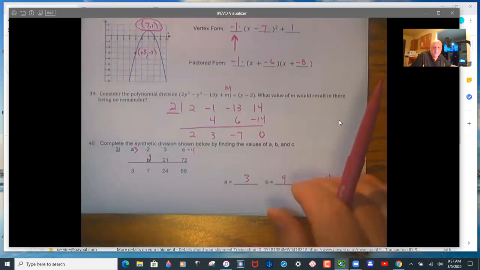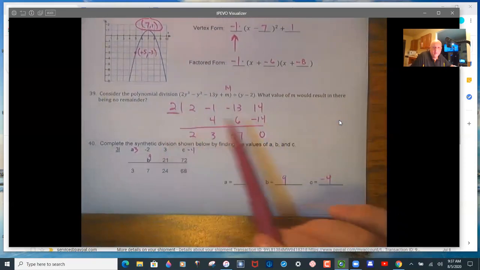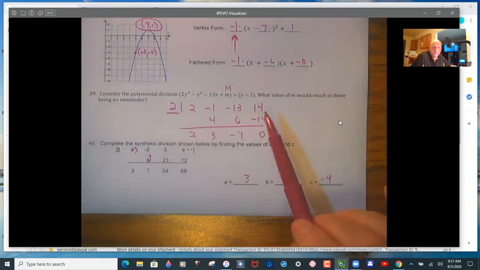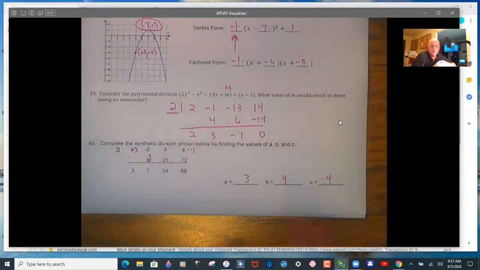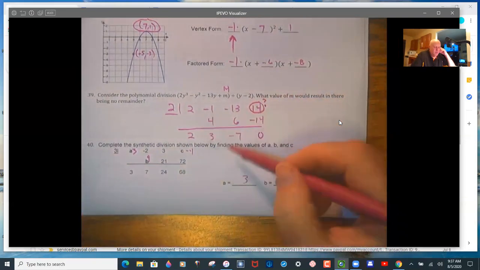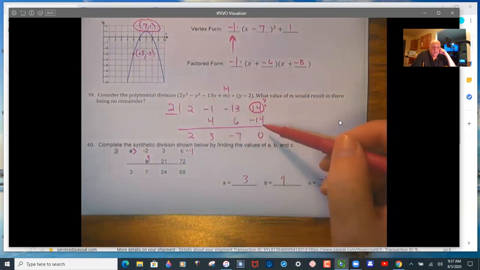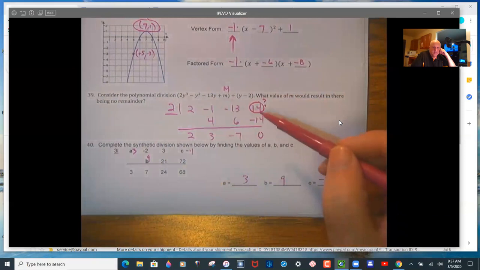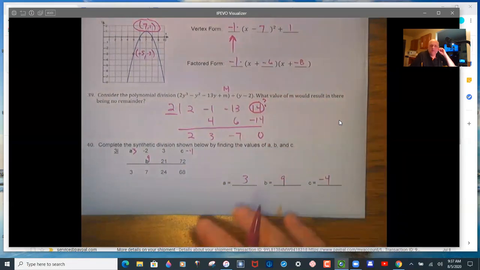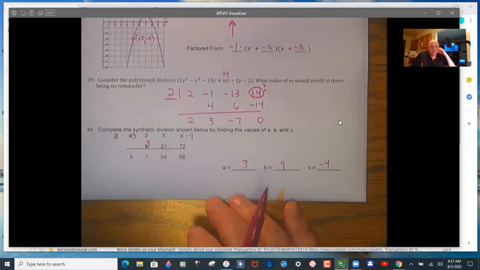39. Consider this. What value of m would result in no remainder? Okay, so you do this. You go through this. This gets written down. So you don't know, this is what you don't know. Let me circle that. That's the question. And then you keep working through negative 7. So negative 14, you figure out all of this. So that has to be 14. So that adds to 0. So it's just a little bit of working backwards.